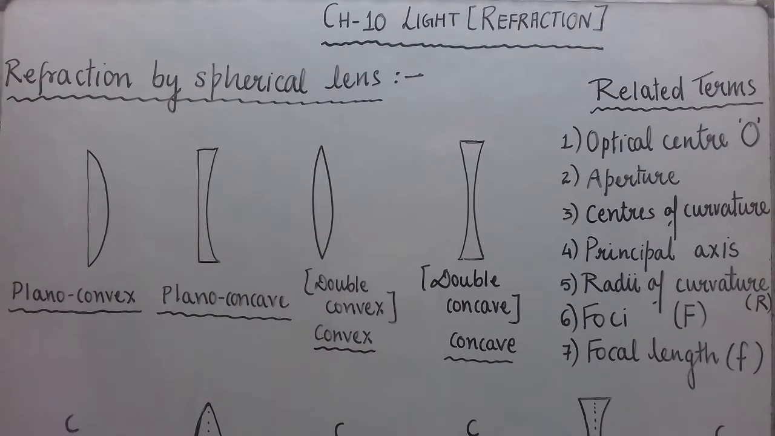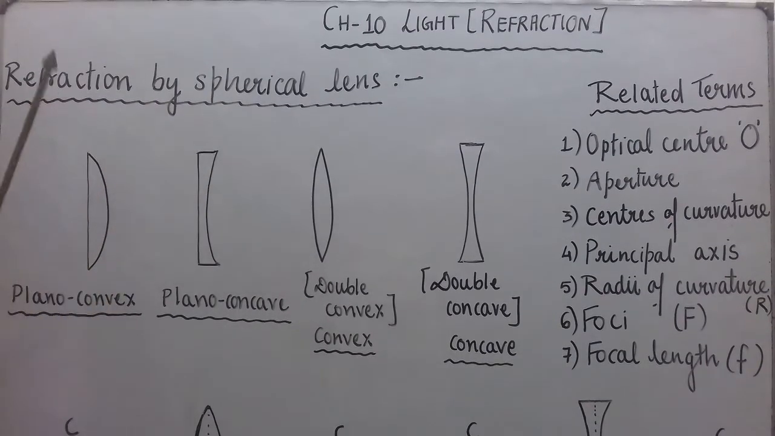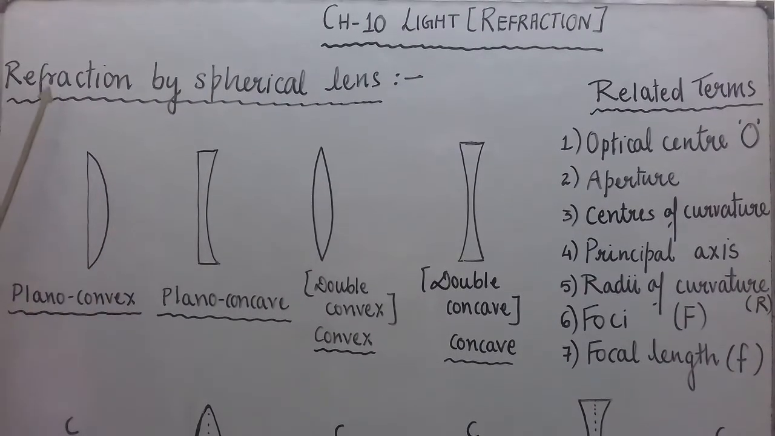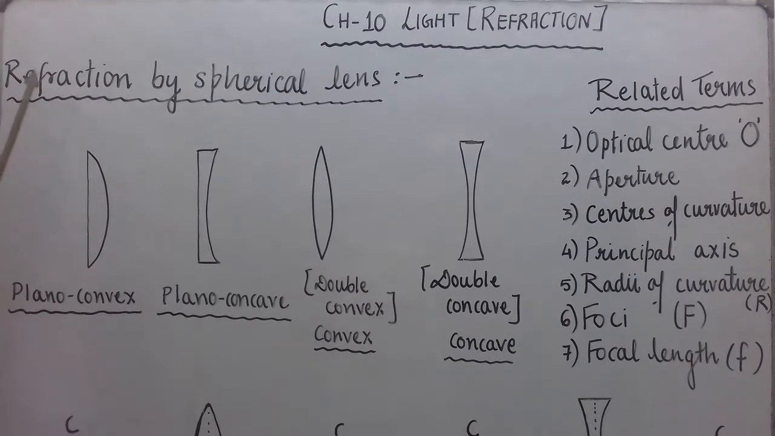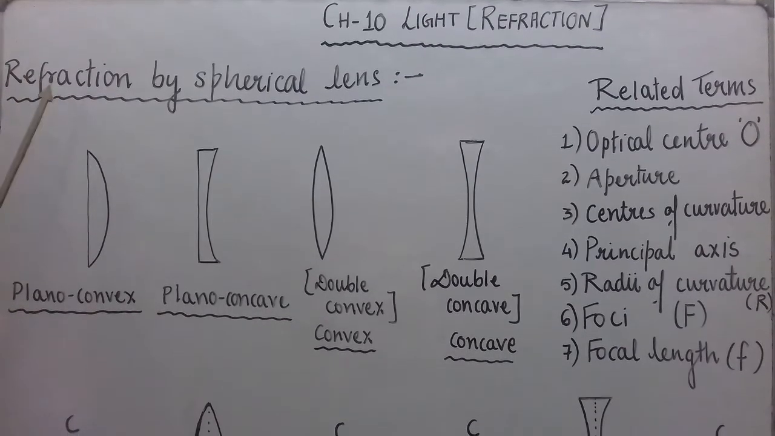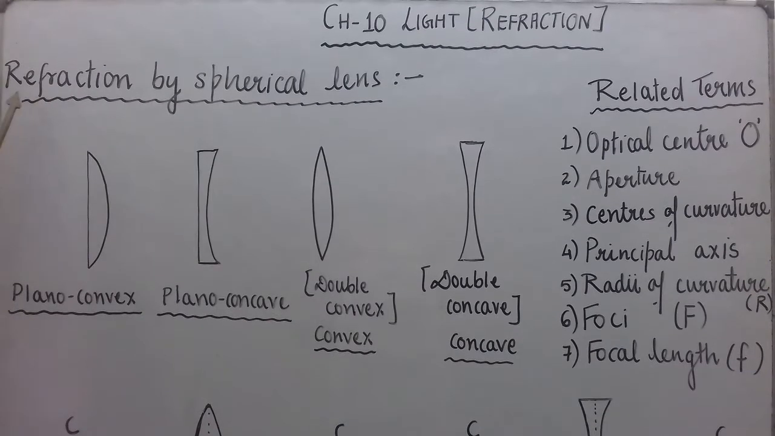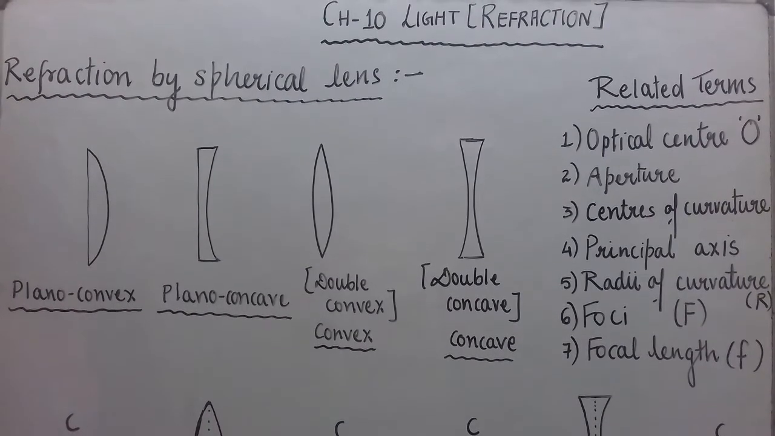Students, in today's lecture we are going to study refraction by spherical lens. Hope you remember the definition of refraction. It is a bending of light as light travels from one medium into another medium. And you should know that for refraction to take place, the two media have to be transparent, because light can travel through transparent medium only.